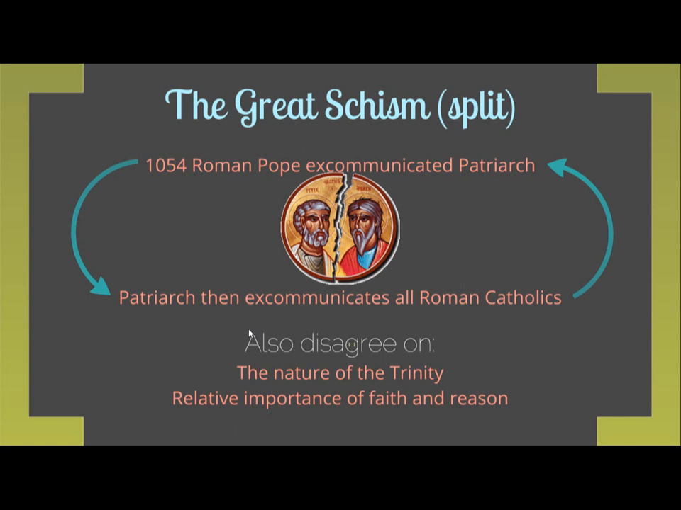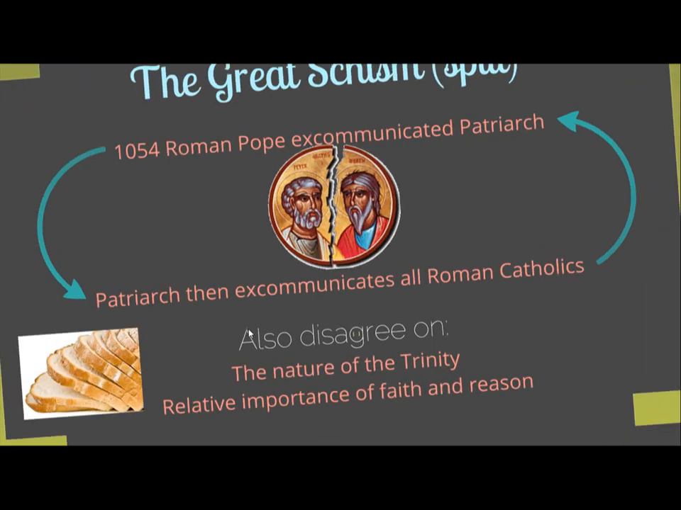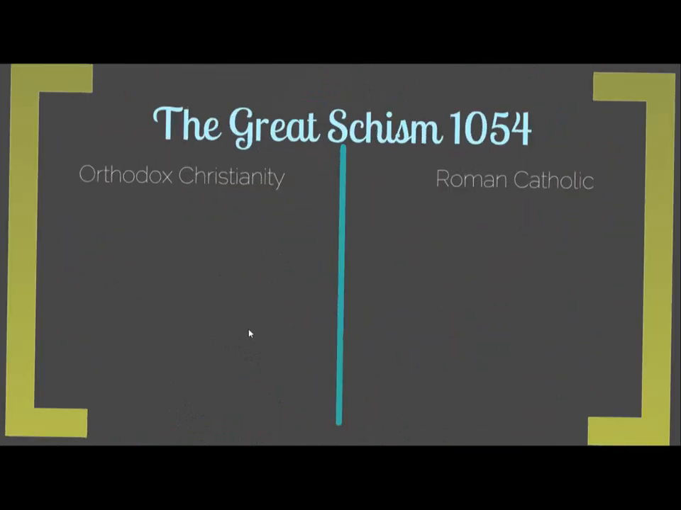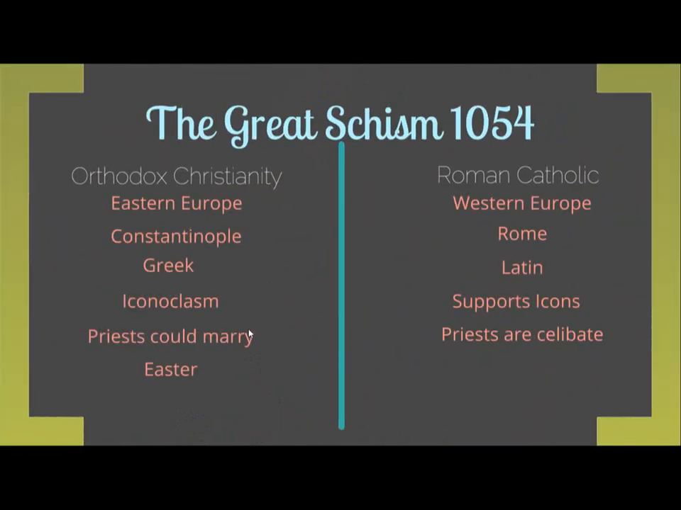There are going to be a couple other disagreements besides the nature of icons. They are going to disagree on the nature of the Trinity, the relative importance of faith and reason, and this is basically going to lead to the Great Schism. So here are some differences now that come out of the Great Schism of 1054. The Eastern Orthodox Christian Church primarily was in Eastern Europe. Constantinople was their holy city, the head of their church. Their rites, their scriptures, all that stuff was written in Greek. They believe in iconoclasm, which means you cannot have any images of anything religious because it's considered blasphemy. They think that you are worshiping it.